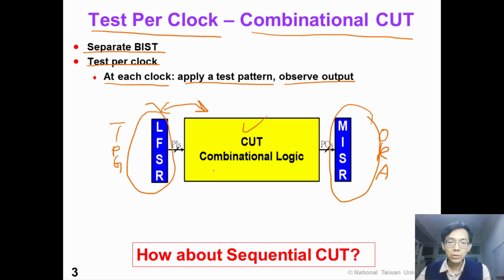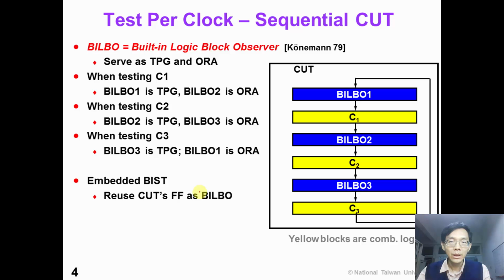But for sequential CUT, there are flip-flops inside the CUT. So how are we going to deal with sequential CUT? For sequential CUT, the billboard architecture has been proposed by Dr. Kuhneman in 1979. The full name of billboard is Built-in Logic Block Observer. The billboard can serve both as TPG and ORA.